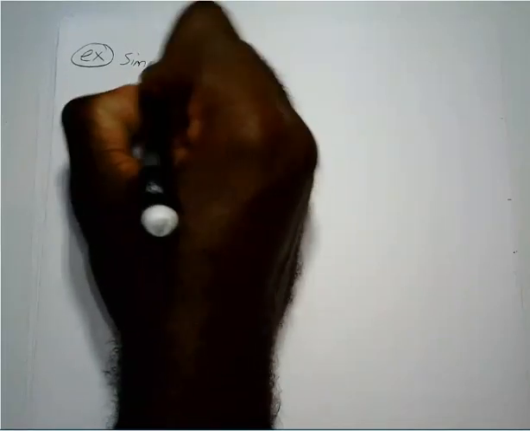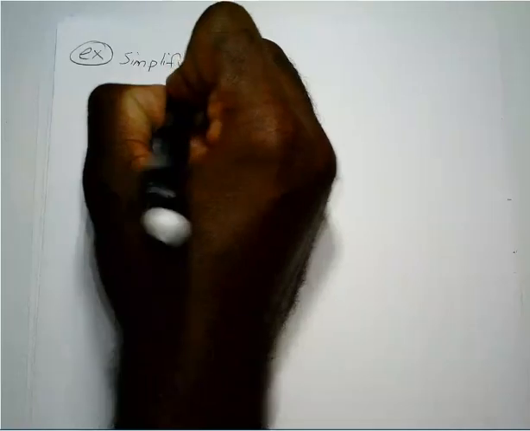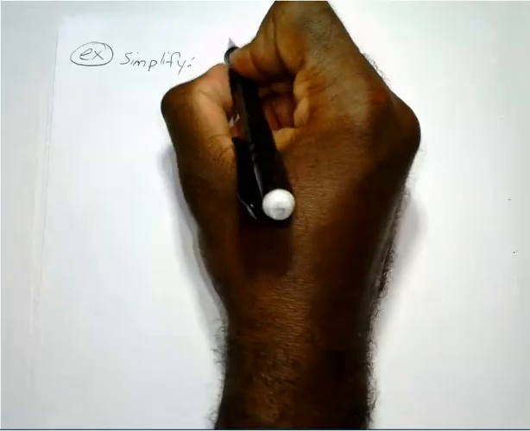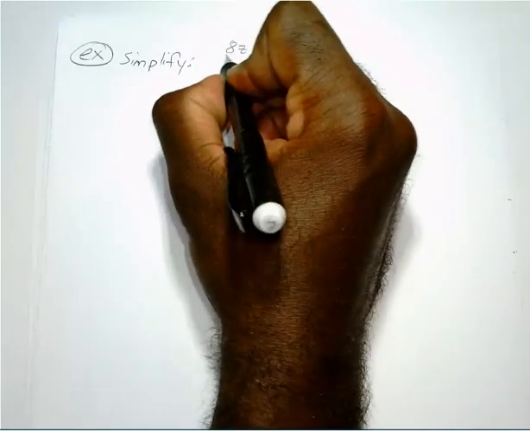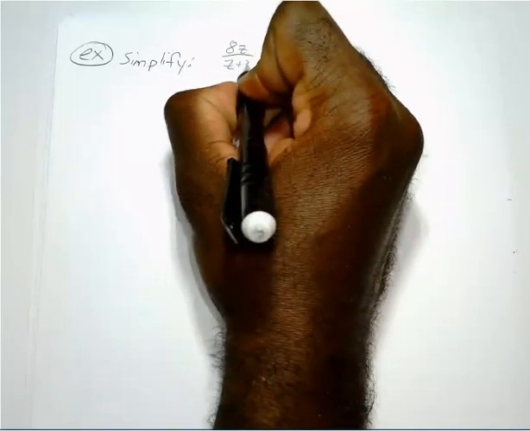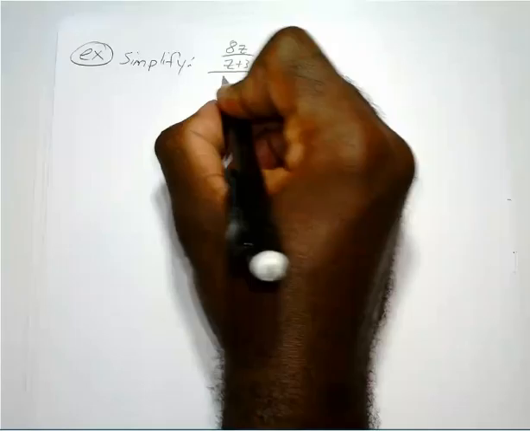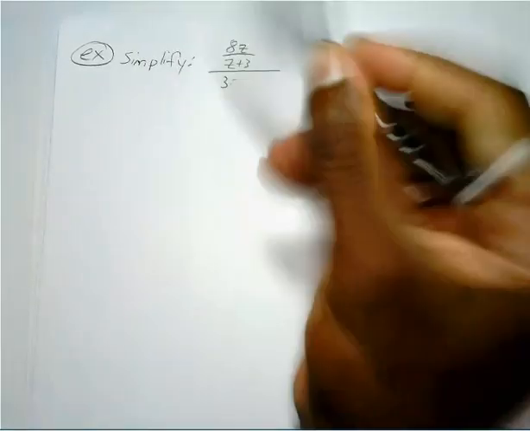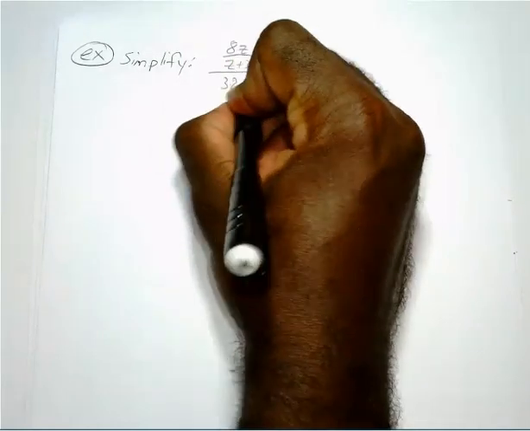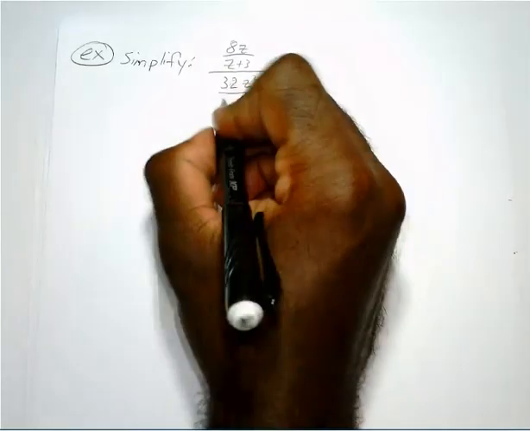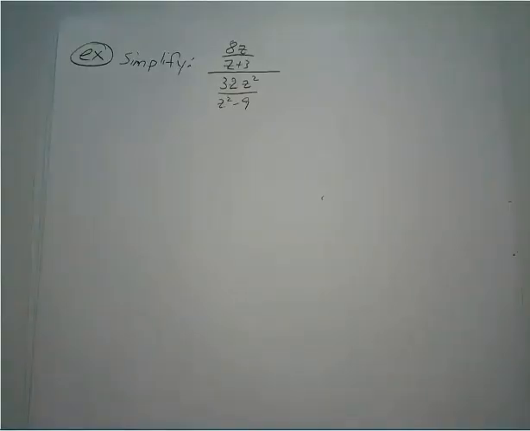So, what if we are asked to simplify 8z over z plus 3 divided by 32z squared over z squared minus 9. Okay, so this is what they call a complex fraction. And I'm going to show you how to convert this to something a little more familiar.